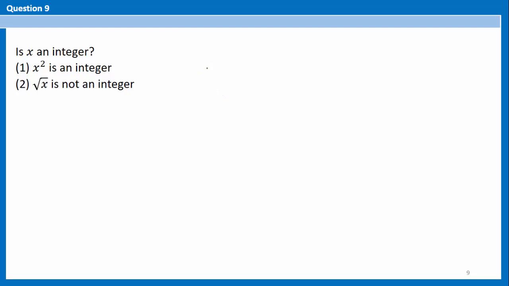Okay, in this question they ask, is x an integer? You want to find out if x can be maybe a decimal or a root of an integer, or does it really have to be an integer always?